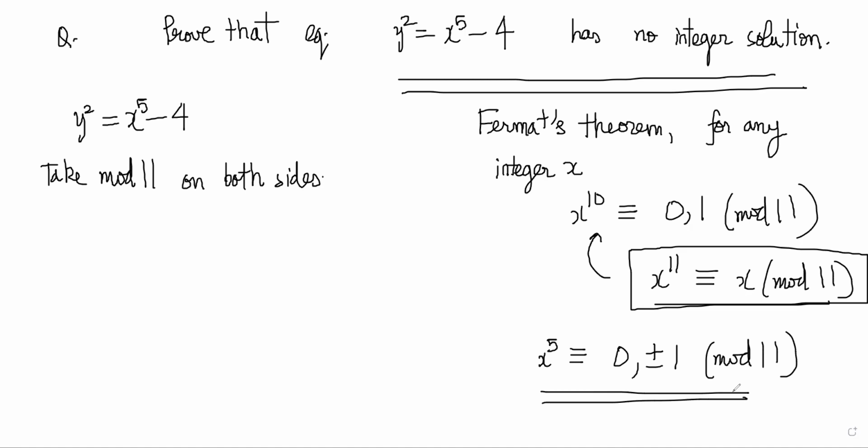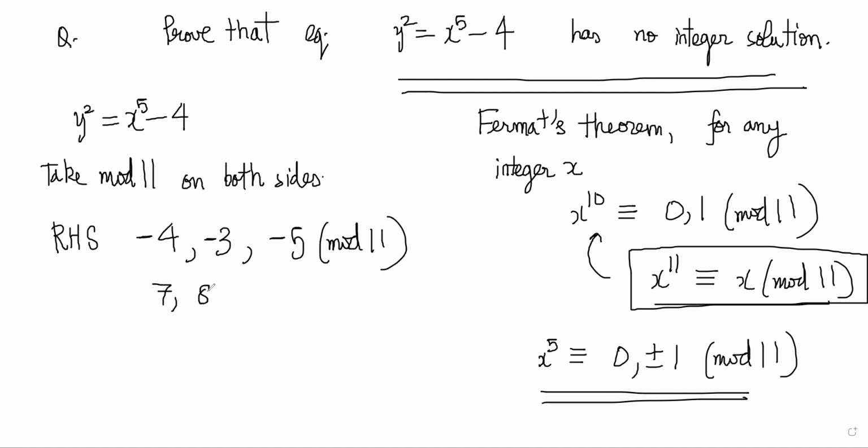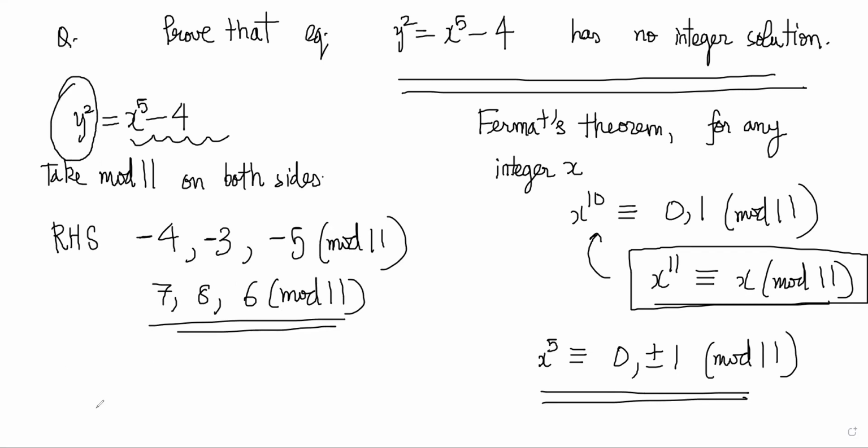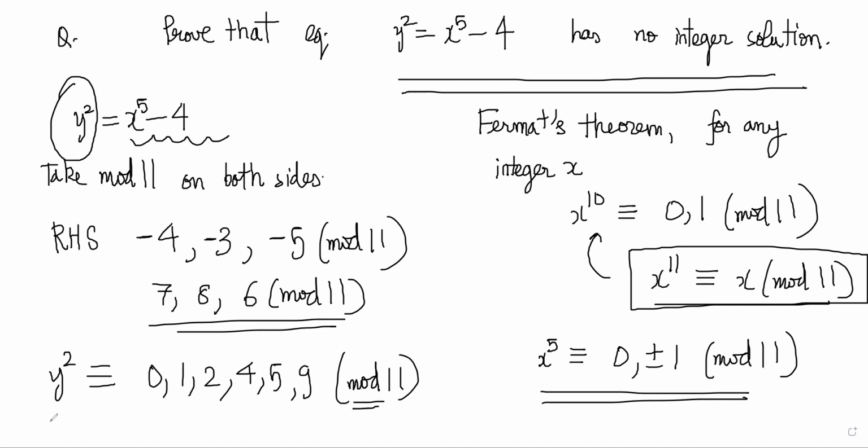So if x to the power 5 is congruent to that, the RHS when you take mod 11 is congruent to minus 4, minus 3 or minus 5 mod 11, right? Basically that is 7, 8, 6 mod 11. That is the possibility for the RHS. Now it is very easy to verify that the LHS mod 11, y squared, can only be 0, 1, 4, 5, 9 mod 11.